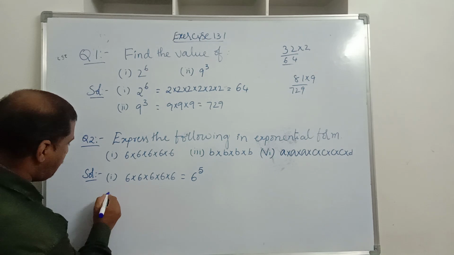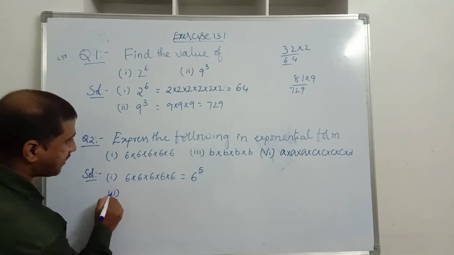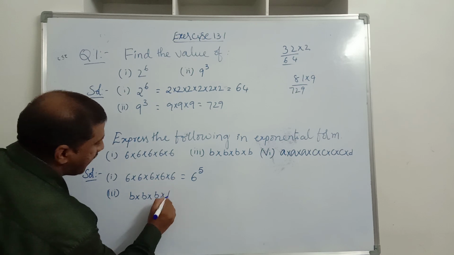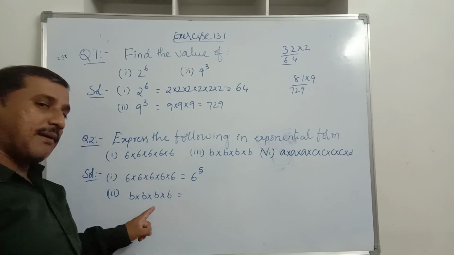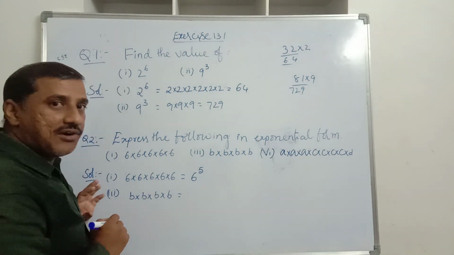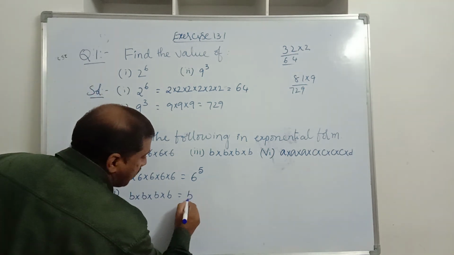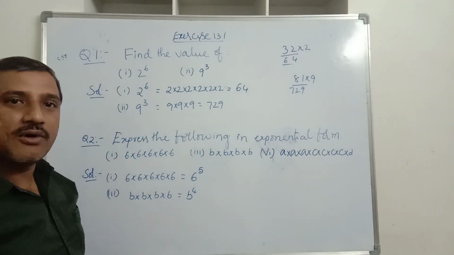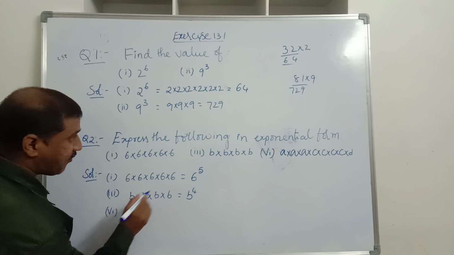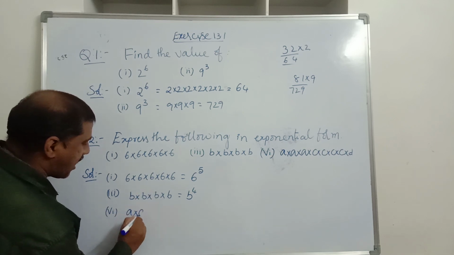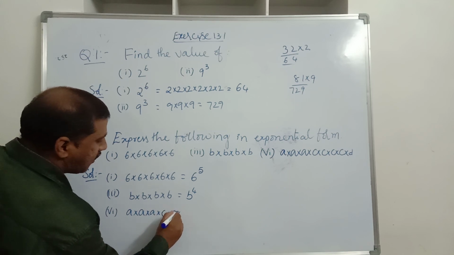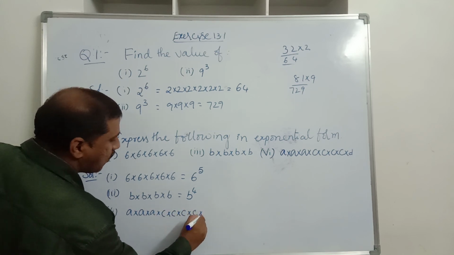Now, the third sum. It is b into b into b into b. That is, b is multiplied by itself 4 times: 1, 2, 3, 4. Therefore, it can be written as b to the power of 4. Next, the sixth bit from that exercise. That is a into a into a into c into c into c into c into d.